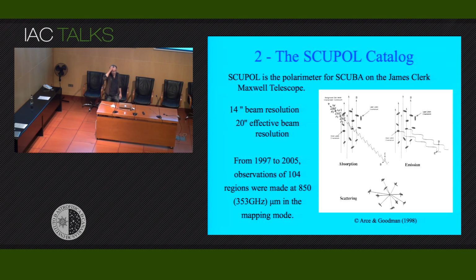The SCUPOL Catalog, do we have a pointer? No, okay. That's all right. The SCUPOL Catalog is, so I will show you. The SCUPOL Catalog is a polarimeter.